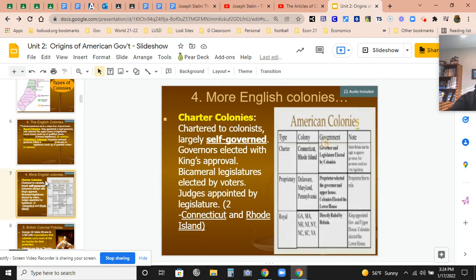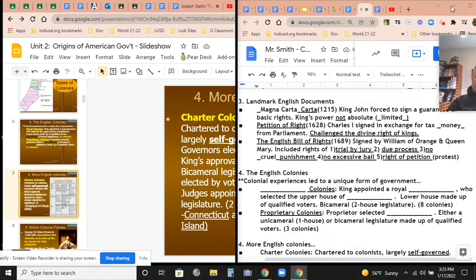All right. And you have the charter colonies. These are chartered to the colonists. These are largely self-governed. So in those places, Connecticut and Rhode Island, they had a little more independence, and the governors would be elected. But the king did have approval rights, but that more came from the people than the other ones. Bicameral legislatures elected by voters, judges appointed by legislature, and these two are Connecticut and Rhode Island. So this is the history of the political systems in the original colonies.